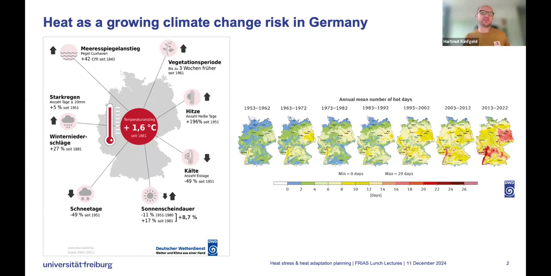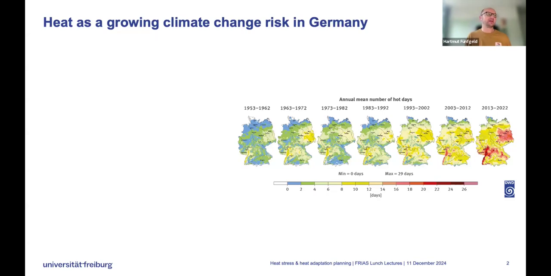And what you can also see there on the right-hand side is that in southwestern Germany, in the Upper Rhine Valley, we are really in one of the hotspots of this development. Another one is the Rhine-Main area, but also large parts of eastern Germany, Brandenburg in particular.